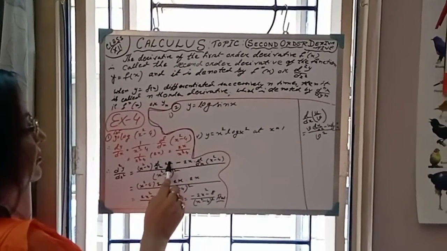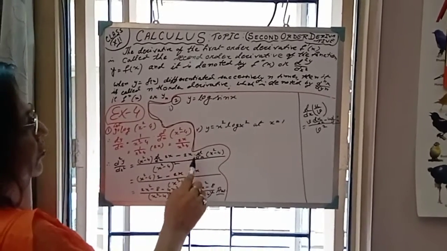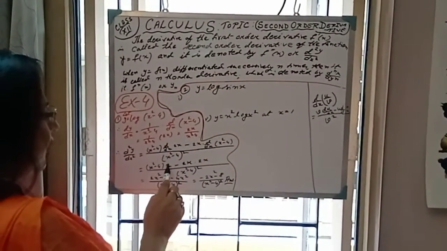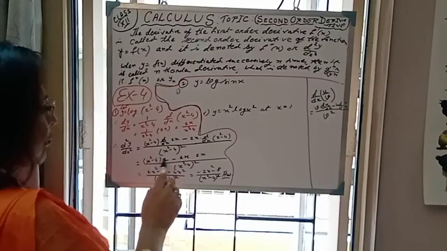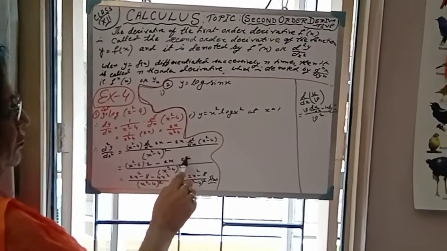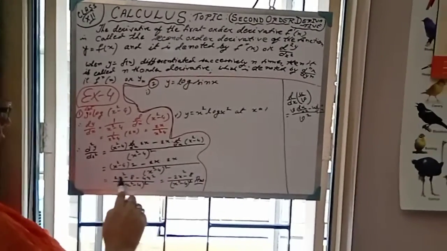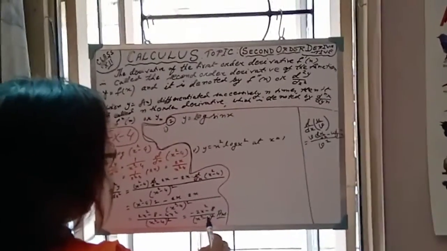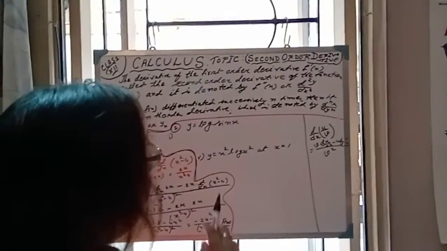x square minus 4 times d/dx of 2x is 2, minus 2x times d/dx of x square minus 4, which means again 2x. So it's coming x square minus 4 into 2, which gives us 2x square minus 8, and this is 2x into 2x, which gives us 4x square. So 2x square minus 8 minus 4x square, it is minus 2x square minus 8 by x square minus 4 whole square. This is the answer.